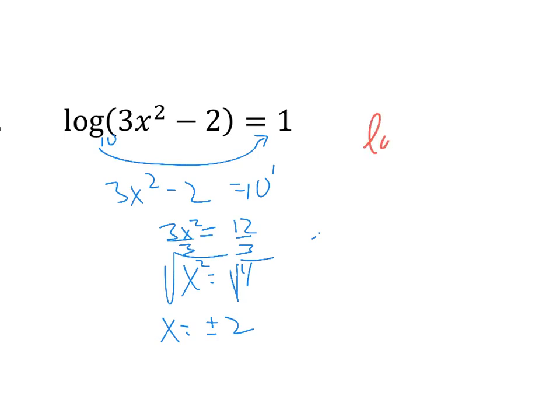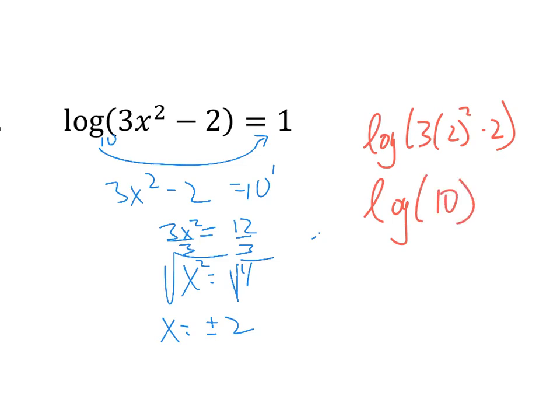So let's check. Log of 3 times 2 squared minus 2. So that is 3 times 2 squared. That's 3 times 4. That's 12 minus 2. So that's 10 on the inside. And that does equal 1.